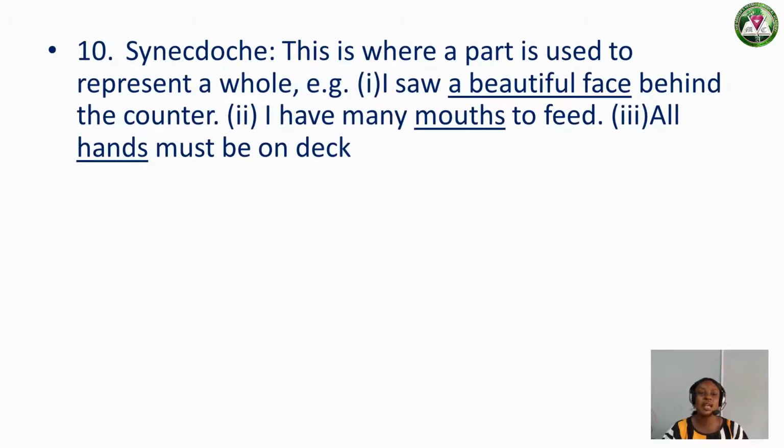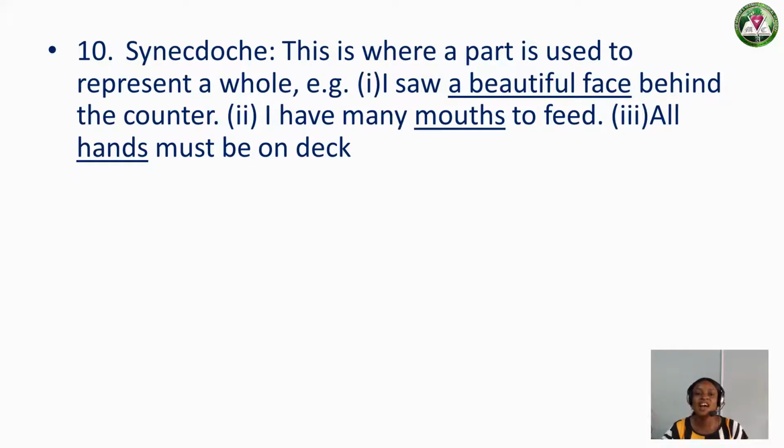Another one we have, the 10th one, is synecdoche. Now, this is where a part is used to represent a whole. A part is used to represent a whole. That's synecdoche. For example, I saw a beautiful face behind the counter. What is underlined there? A beautiful face. What does it represent? A lady.